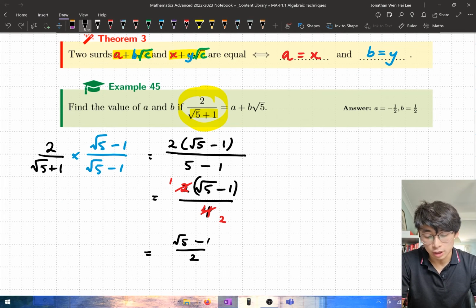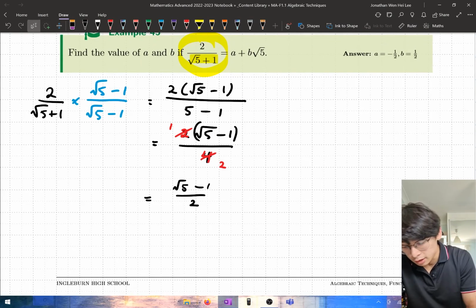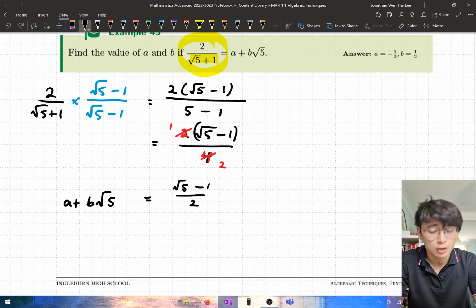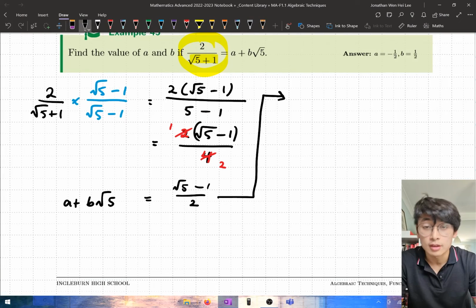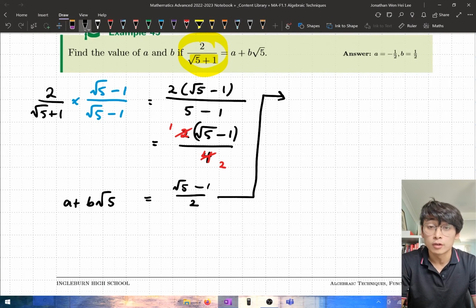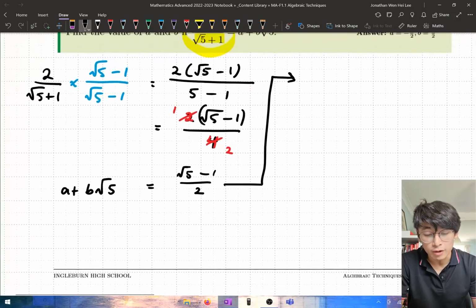But you might be looking at this and going, hang on, this doesn't quite look like my expression a plus b square root 5 yet. What can I do here? Well, we can just rearrange this square root 5 minus 1 over 2 to make it look a little bit like my expression here. So how do I do that? Well, the first thing I'm going to do is rewrite the order.